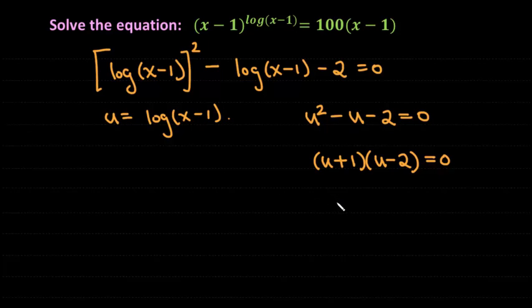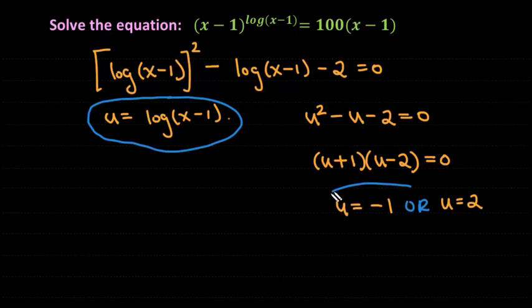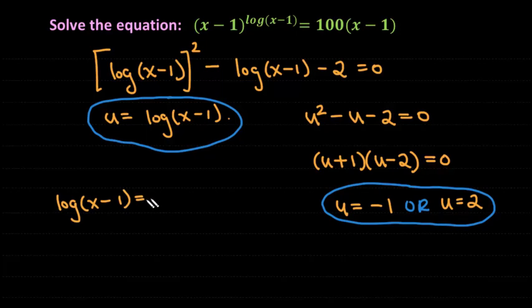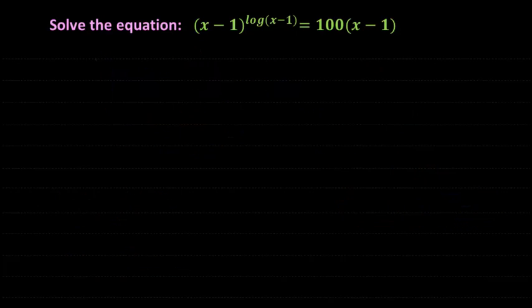And so then either u is equal to negative 1 or u is equal to 2. So if we substitute this back into here, we have either log of (x - 1) equal to negative 1 or log of (x - 1) equal to 2. So let's look at the first case. We have log of (x - 1) is equal to negative 1.